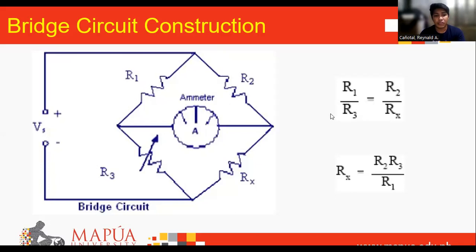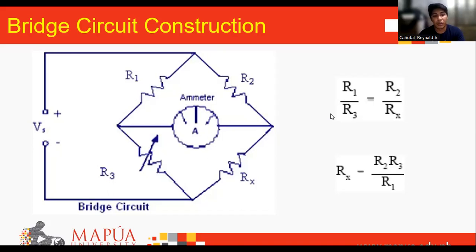Analysis of the circuit shows that when R3 is adjusted so the ammeter reads zero current, the resistance of both arms of the bridge circuit is the same. The relationship of the resistance between the two arms of the bridge can be expressed as R1 divided by R2 equals R3 divided by Rx.